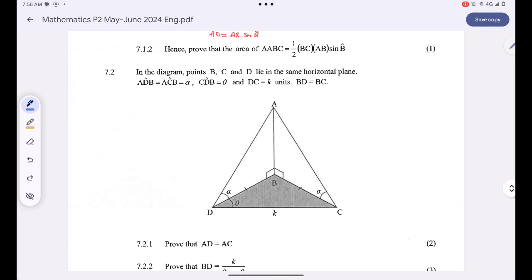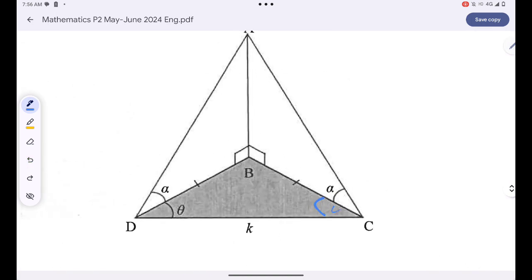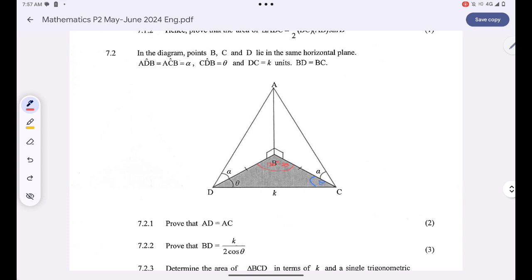Since they are telling us that BD and BC are equal, that means that the angle there is also equal to theta, because we have an isosceles triangle. So if those two angles are both theta, that means the angle over there is 180 minus 2 theta.